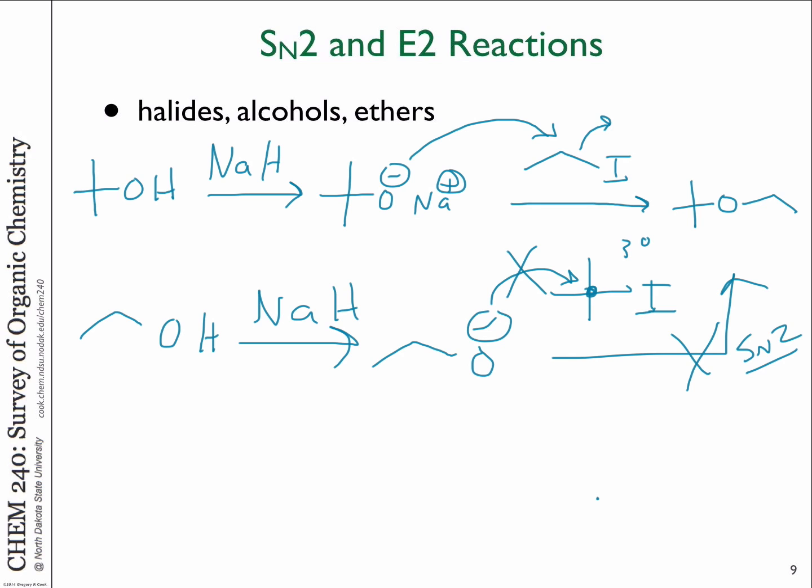Like an oxygen be displaced? Now the oxygen can't attack the carbon that the iodine's on because it's too crowded. That's the feature of an SN2, when both have to happen at once.